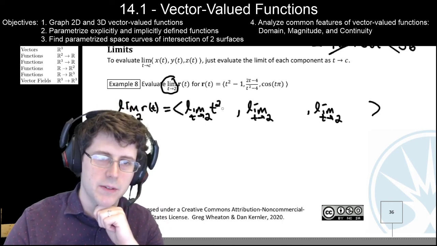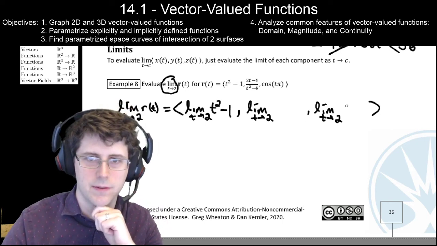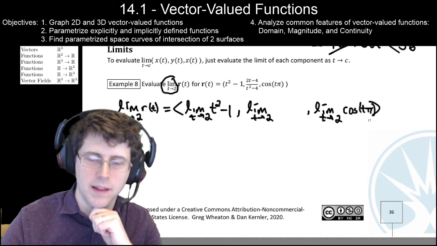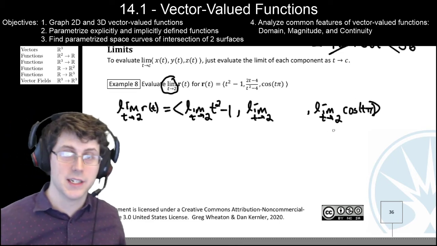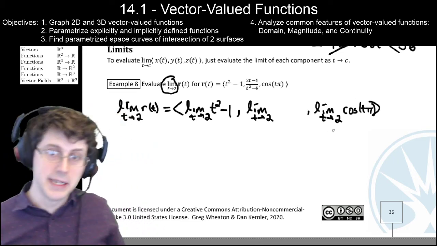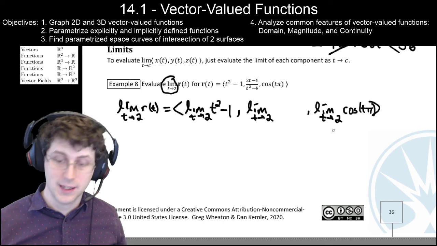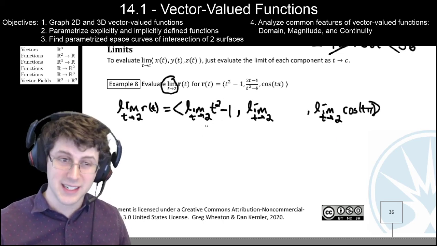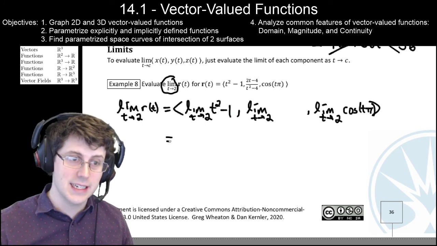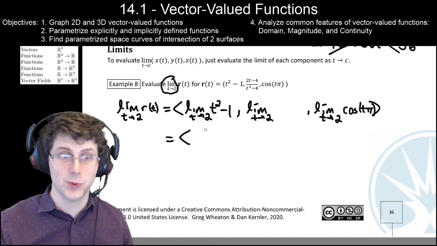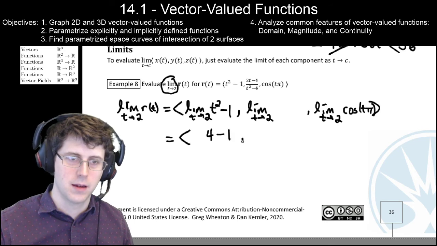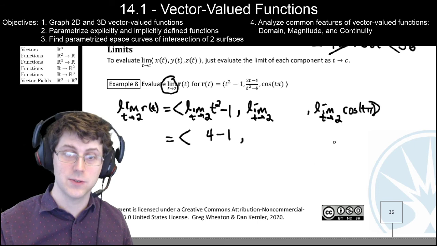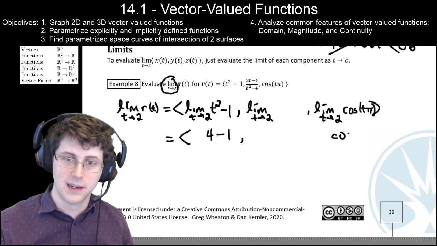Now, how much do we remember about how to find limits? The easiest way to find a limit is if your function is continuous at the target of the limit, then you can just plug in the number. So here, since this function t squared minus 1 is continuous at t equals 2, the limit as t approaches 2 is found by plugging in 2. Here, this function is also continuous everywhere, so when I plug in 2, that's the value of the limit.